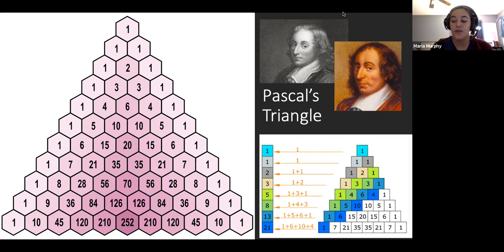Pascal was the one who took properties of this triangle, properties we already knew about, and he used them to solve probability problems. He also was able to discover other properties by just working with Pascal's triangle, and then even created proofs for them. So he got to do a lot of really cool things.